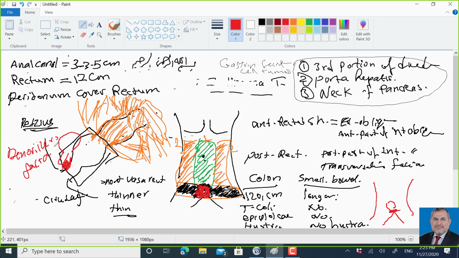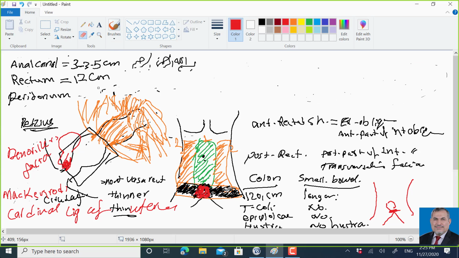What is Mackenrodt's ligament? Have you heard of it? Mackenrodt's ligament is the cardinal ligament of the uterus. Okay.